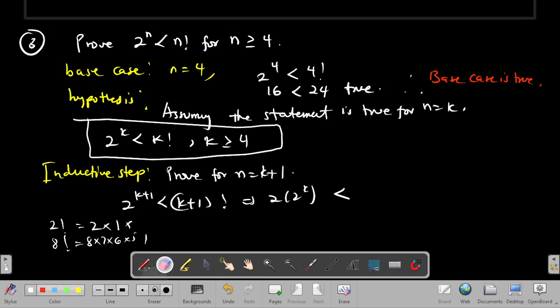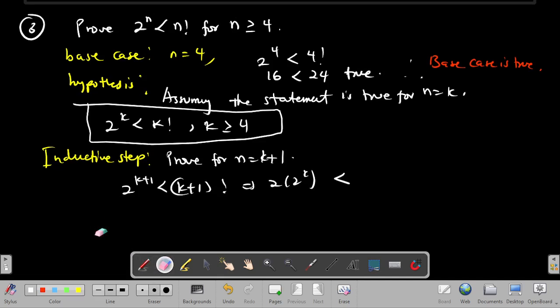Therefore, having talked about that, we can expand our factorial side. And simply, we're going to have this. So 2 multiplying 2 to the power k is less than the expression. This expression will always start whenever you are doing factorial. The number itself starts. So I have k plus 1 multiplying k plus 1 minus 1. That will give me k minus 1.